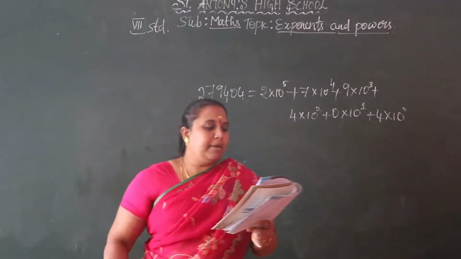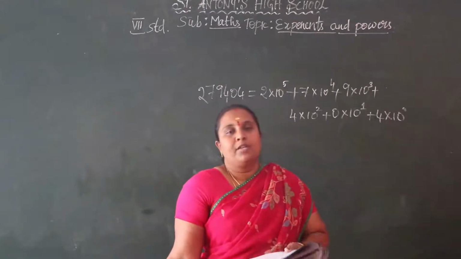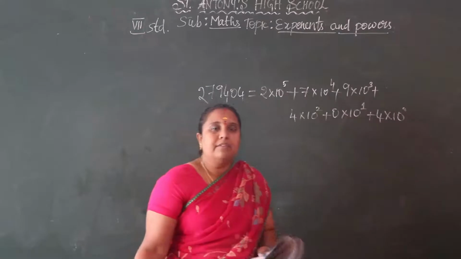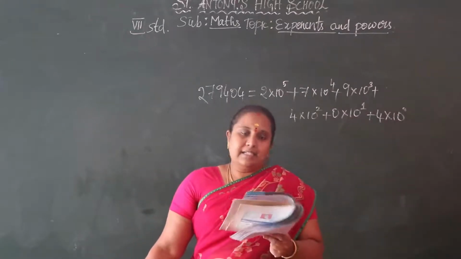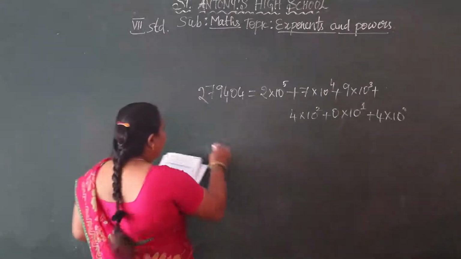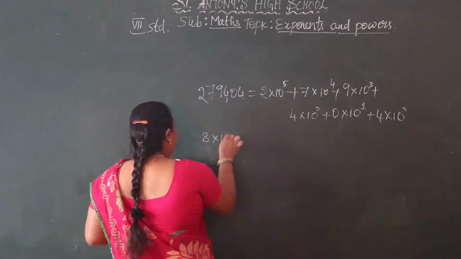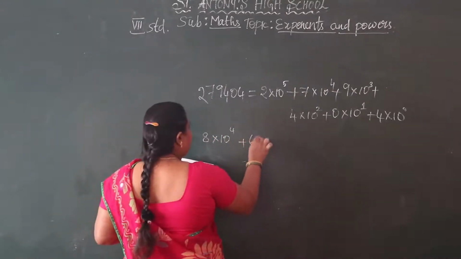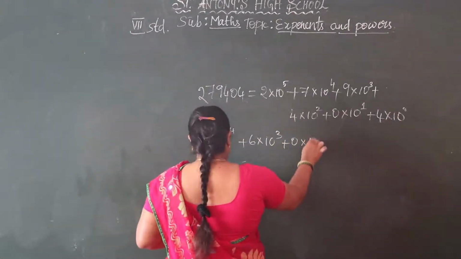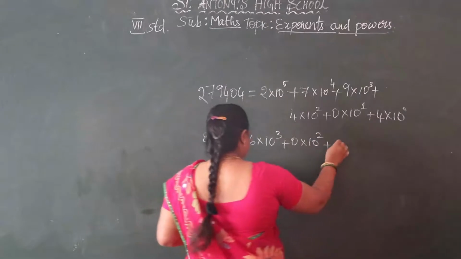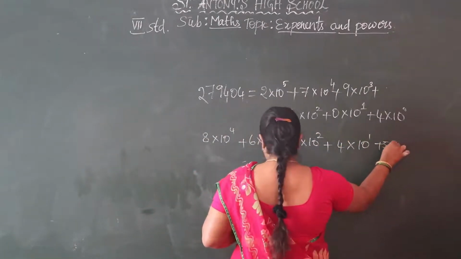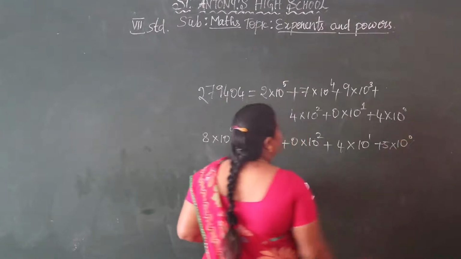Find the number from each of the following expanded forms. So the expanded forms are given. We have to find out the number. Is it easy? See, one problem I will do. 8 into 10 to the power of 4 plus 6 into 10 to the power of 3 plus 0 into 10 to the power of 2 plus 4 into 10 to the power of 1 plus 5 into 10 to the power of 0.